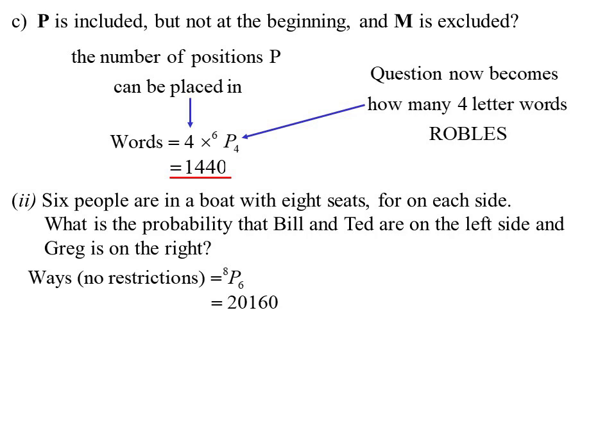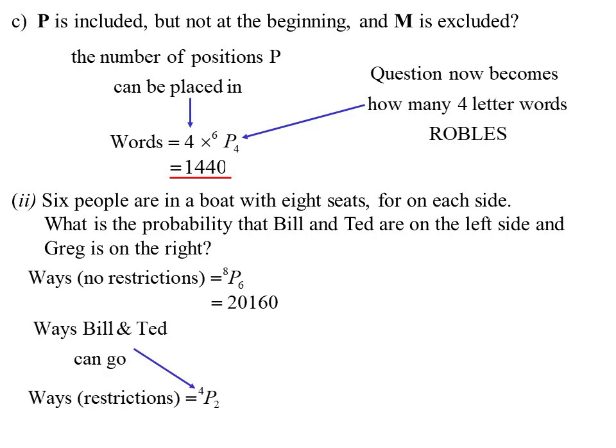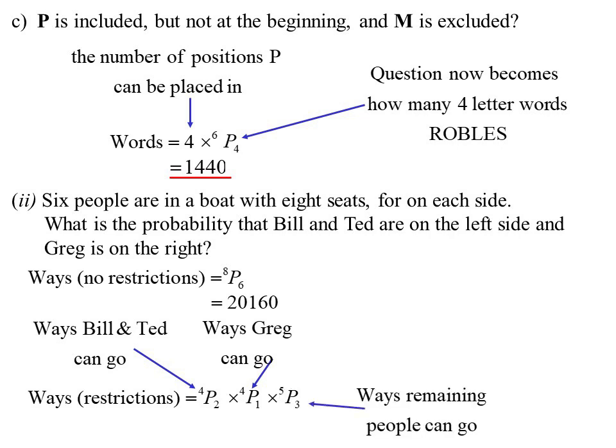Okay, look after the restrictions. Bill and Ted only want to go on the left. Well, 4P2. There's only 4 seats on the left. Going to use 2 of them. Now, Greg says, well, I don't want to be with them. I'm going on the other side. Well, there's 4 seats you can go in, 4P1. And the rest of them, who cares where you sit? There are 5 seats left. We're going to use 3 of them, 5P3, 2,880. So now we can answer the probability question, and it is 1 in 7.